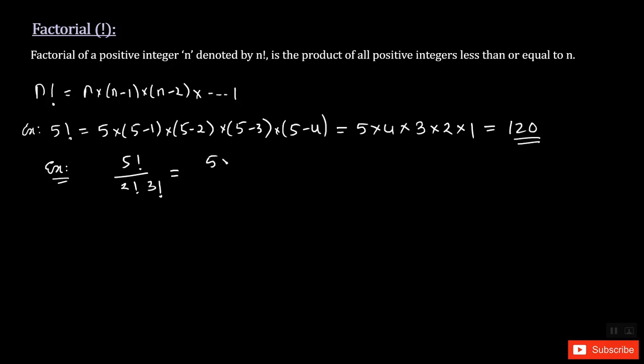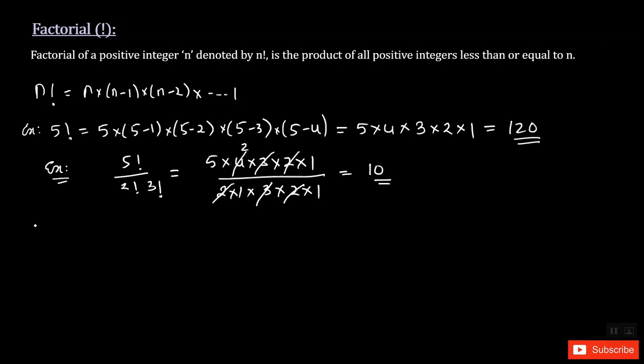This can be written as 5 times 4 times 3 times 2 times 1 over, so what is 2 factorial? You can write 2 factorial as 2 times 1, and 3 factorial as 3 times 2 times 1, right? So simplify now. 2 and 2 get cancelled out, 3 and 3 get cancelled out, leaving 2 times 1 in the denominator. So the entire result is 5 times 2 is 10, 10 times 1 is 10. The result of 5 factorial divided by 2 factorial times 3 factorial is 10. So whether it is multiplication or division, whichever is there, you can do it in this way.